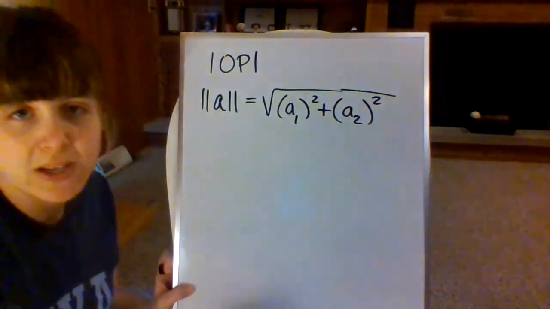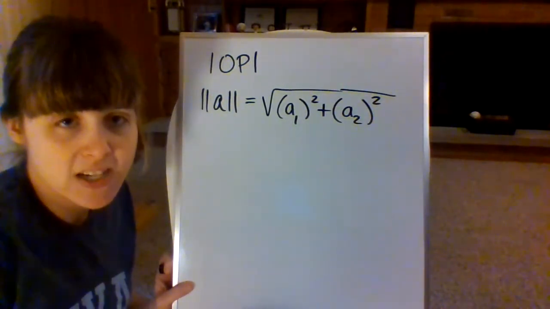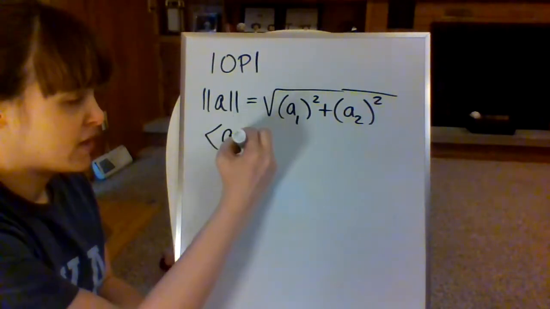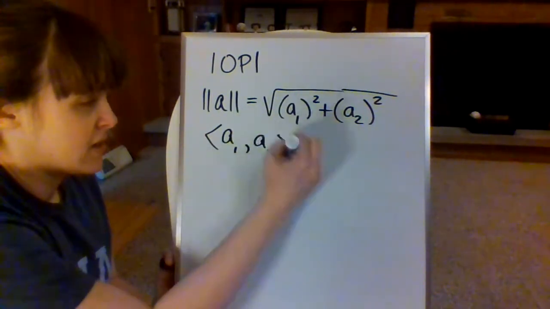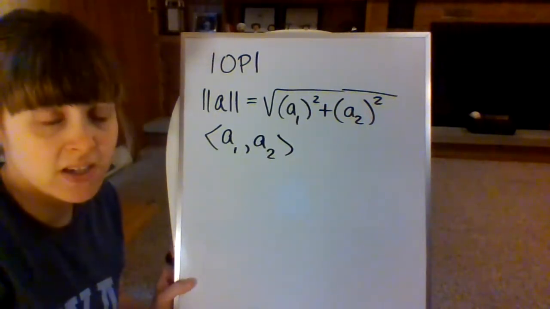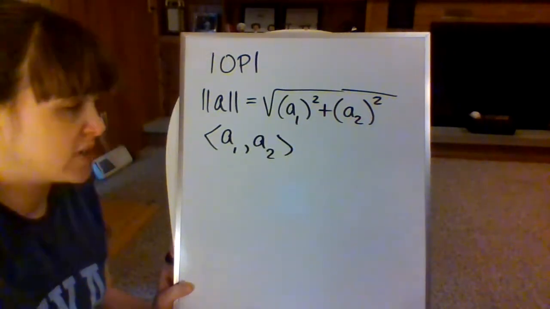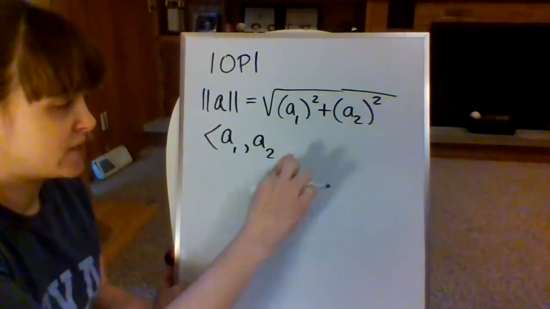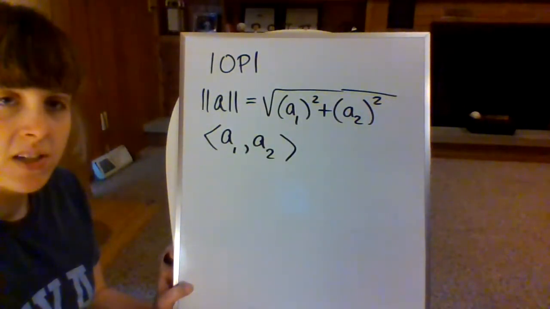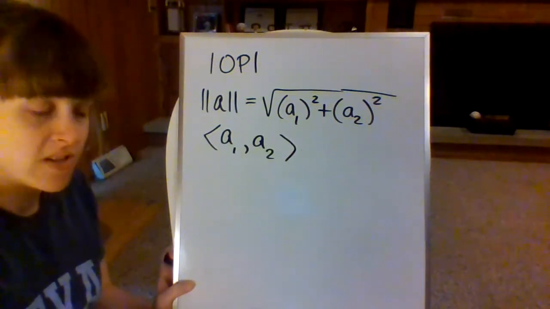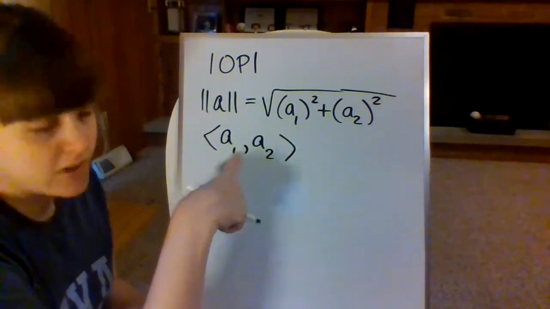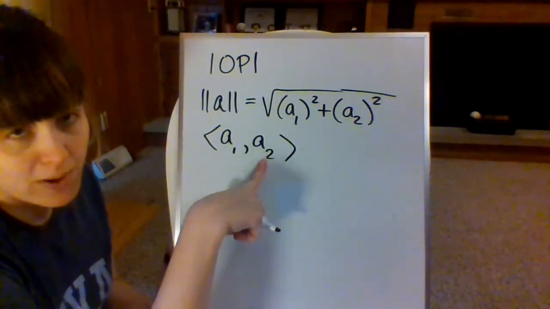Now, this is assuming that the vector starts at the origin, 0, 0, and the vector itself ends at that point, A1, A2. Okay, so vectors are represented by these little brackets, kind of like X's and Y's. This would be the horizontal part, the X part, and this would be the vertical part, the Y part.